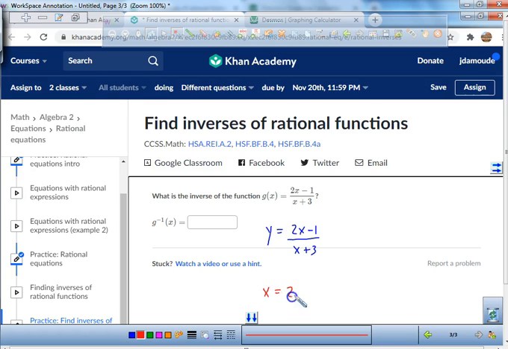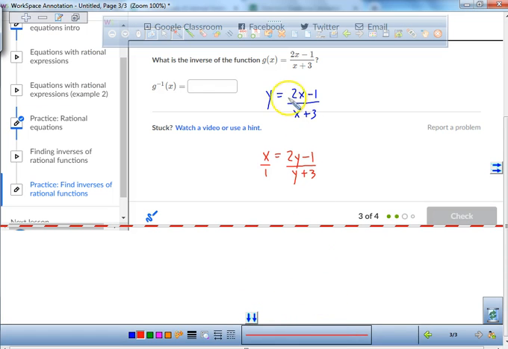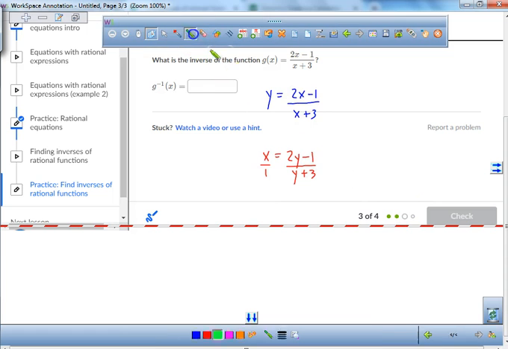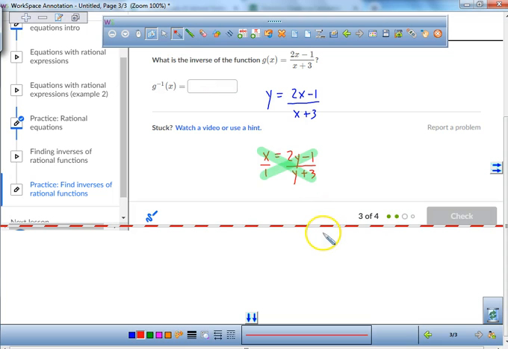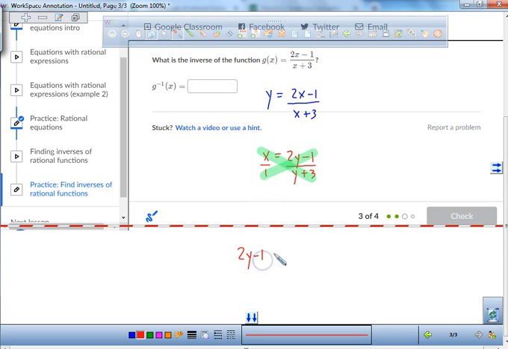x equals 2y minus 1, except we're going to put this over a 1, and this over a y plus 3. So the first step is to swap the x's to y's and y's to x's. There we go. Now, the next thing we're going to do is cross multiply and get some cross products. The easiest one is 2y minus 1 times 1. That just becomes 2y minus 1.